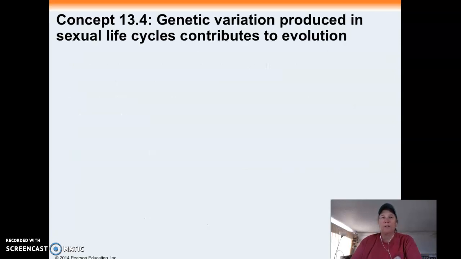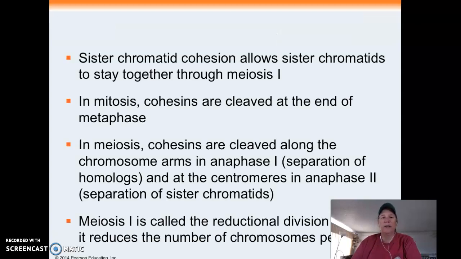Okay. So here we talk about genetic variation. I'm looking at, you know what? We're going to quit right here because we're just about at 15 minutes and I don't want to do what I did last time and cut you off right in the middle.